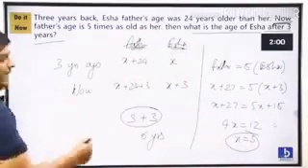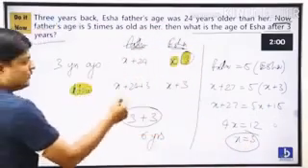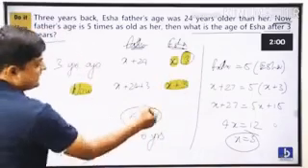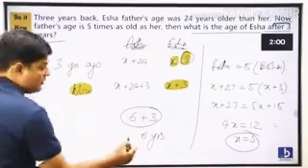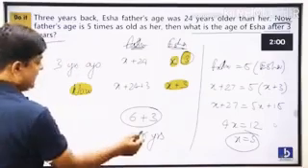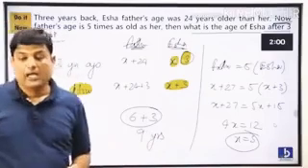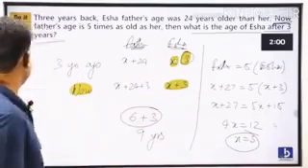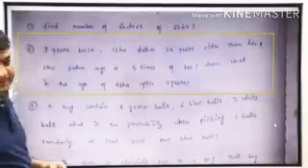So 3 years ago, she was 3. Her present age is what? 6. That's it. So here, instead of saying this one as 6, we have to say this one as 9. And let me tell you one thing. The question which you have done just now is this question.